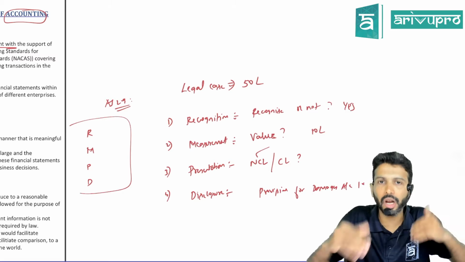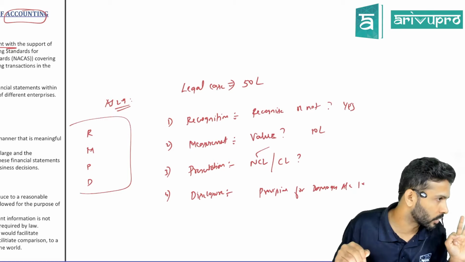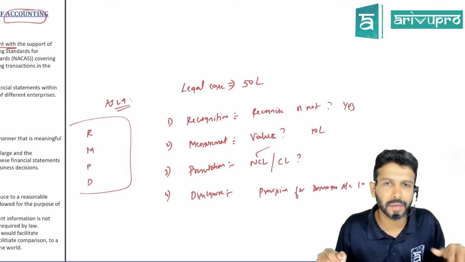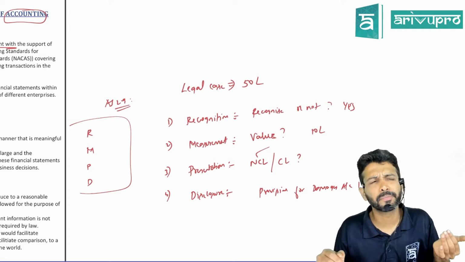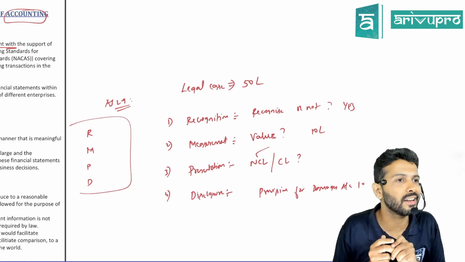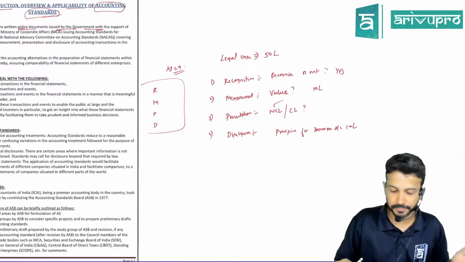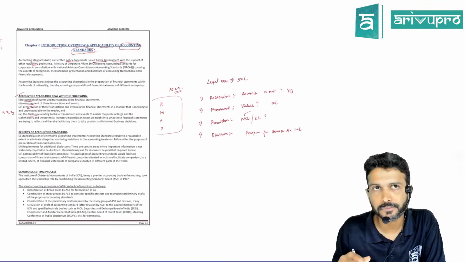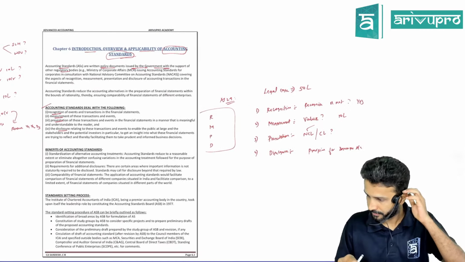To recognize something or not recognize something. If at all you say recognize, how much to recognize it for? That's your measurement. Presentation is where to show it, in P&L, in balance sheet, which category, etc. Last is giving some extra information so that it will help the users to understand it better. That's your disclosure. That's all. These are the 4 aspects. Can I move on to the next one? Online also good till here?